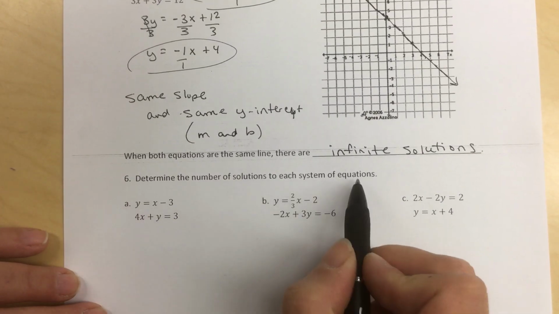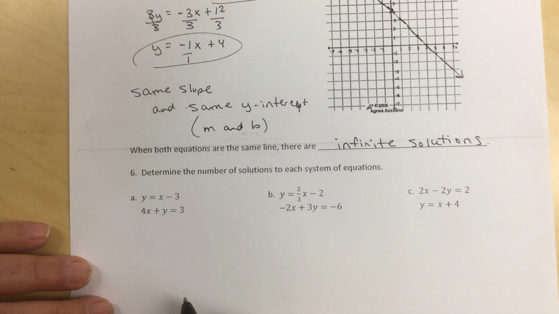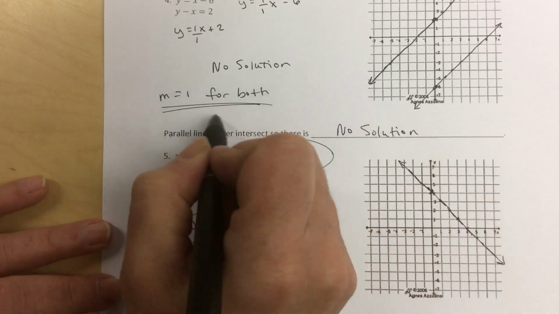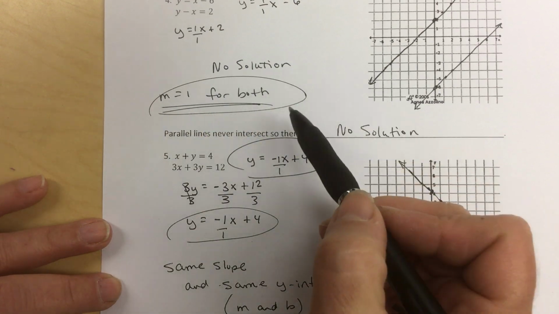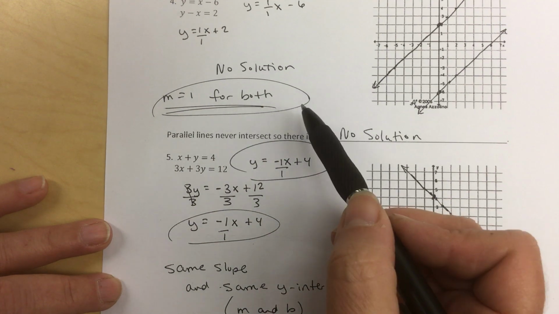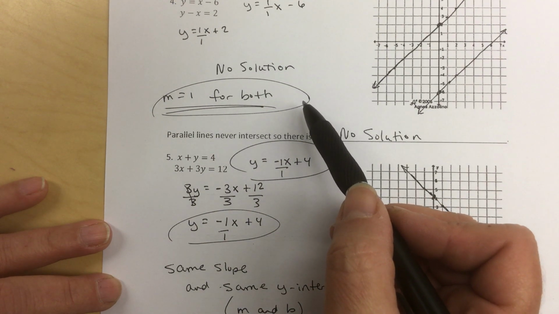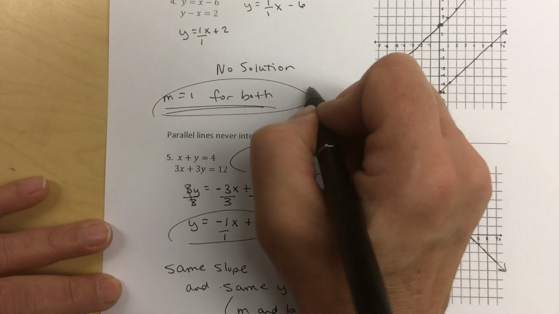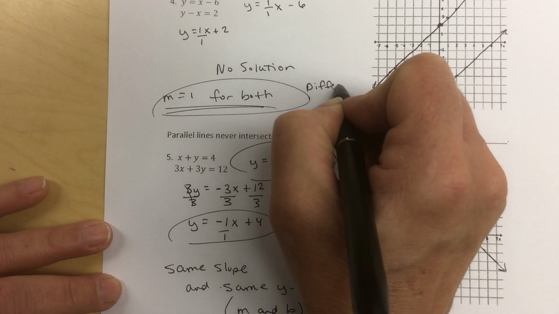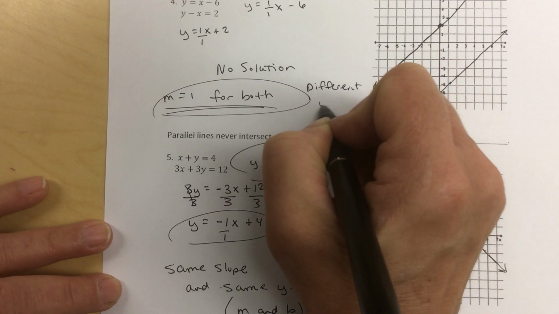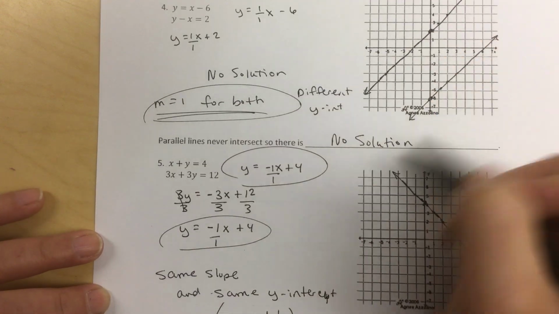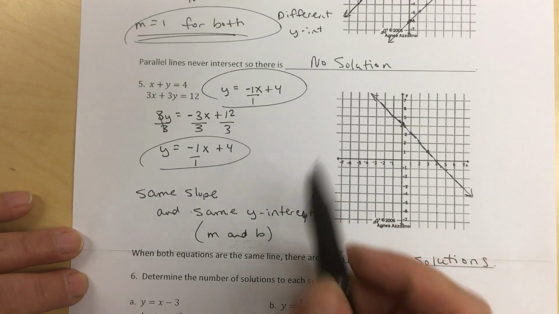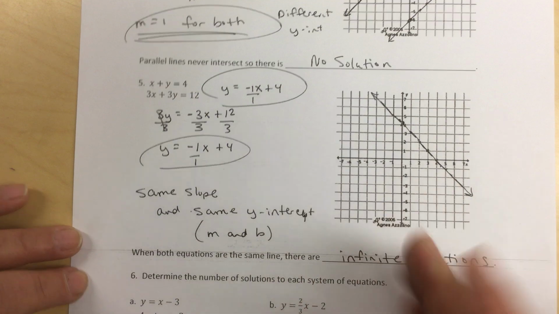Determine the number of solutions to each system of equations. Well, we don't have to graph this whole thing, because we're going to look at the slopes. If the slopes are the same, but they have a different y-intercept, that's what makes it two separate lines. Down here, we have the same slope and the same y-intercept.